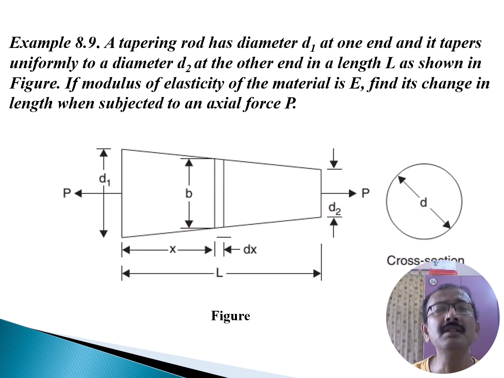Now the example: a tapering rod has diameter d1 at one end, and it tapers uniformly to diameter d2 at the other end in a length L as shown in the figure. If the modulus of elasticity of the material is E, the Young modulus, find its change in length when subjected to an axial force P. This is the diagram, with diameters d1 and d2 as shown. The total length of the bar is L, and P is the load applied at both ends.